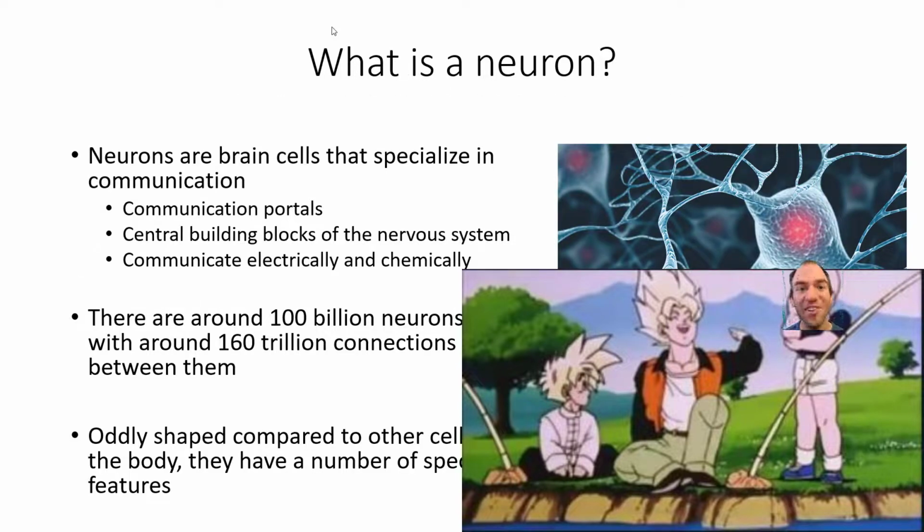So a key question: what the hell is a neuron? Well, neurons are brain cells that specialize in communication. They can be characterized as communication portals. They are the central building block of the nervous system. Neurons communicate electrically and chemically. There are around 100 billion neurons in your brain and about 160 trillion connections between them.